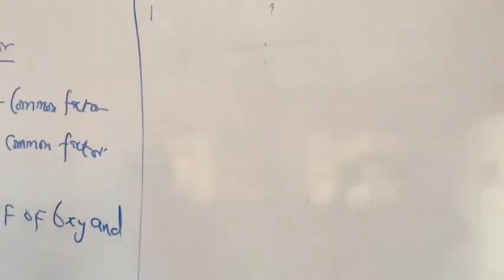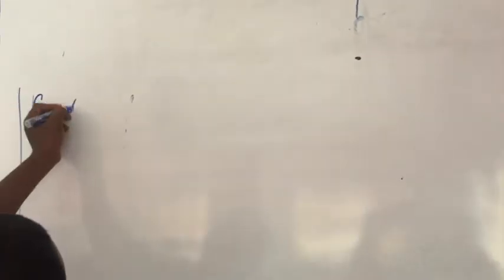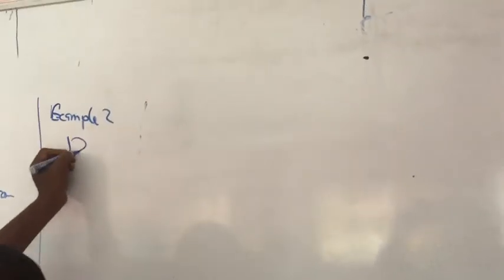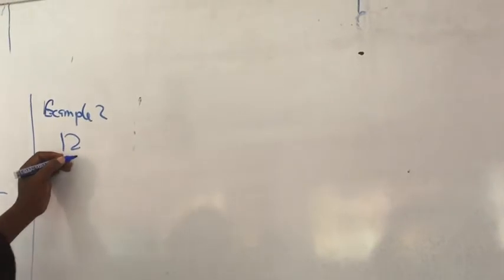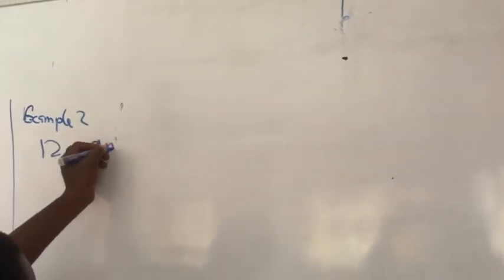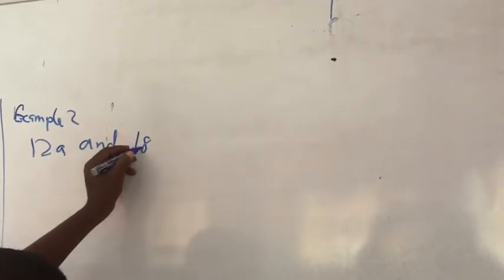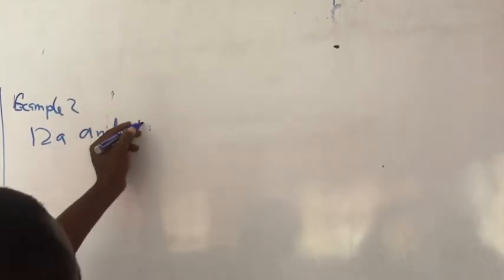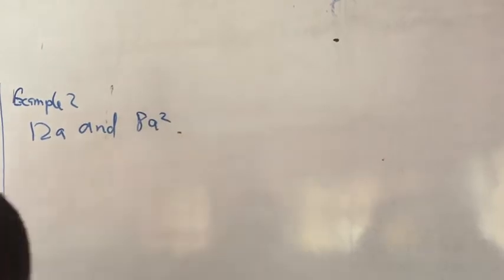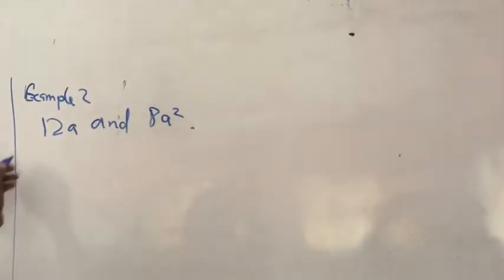Now let's take another example so that we'll get it as good as possible. Another example says: find the HCF of 12a and 8a squared. A quick solution to that.